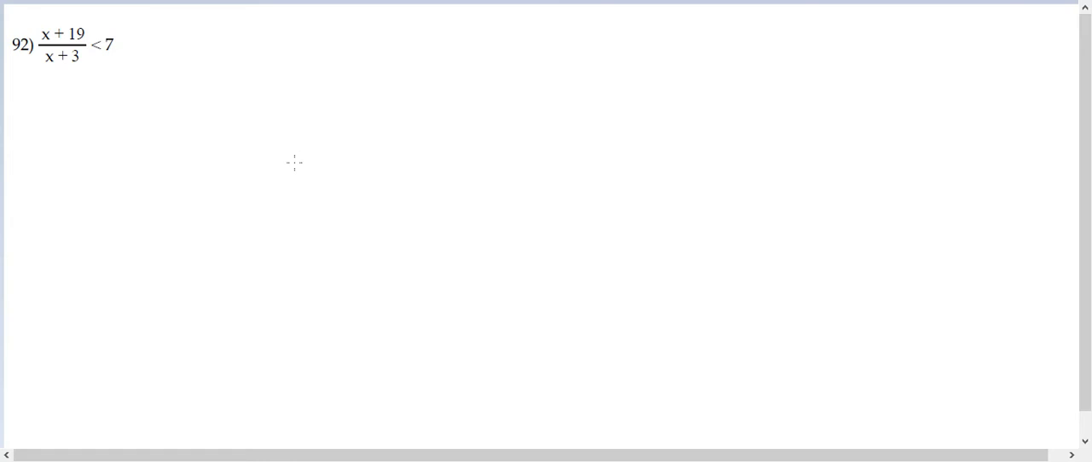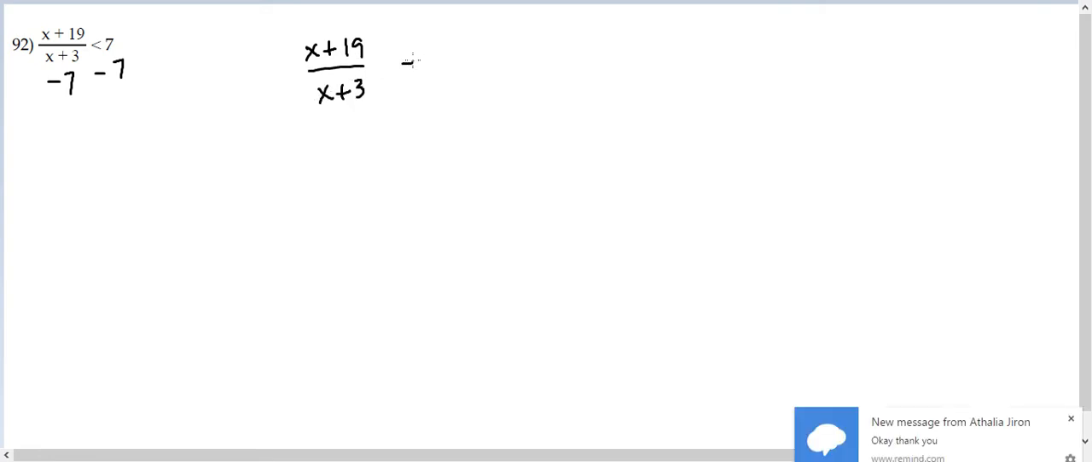Alright, this problem is a little bit more complicated because on this side we have 7, and as we've said, this is only really useful when that side has a 0 on it. So let's take away that 7 from both sides so we can get 0 over there. So we have instead (x + 19)/(x + 3) - 7 < 0.